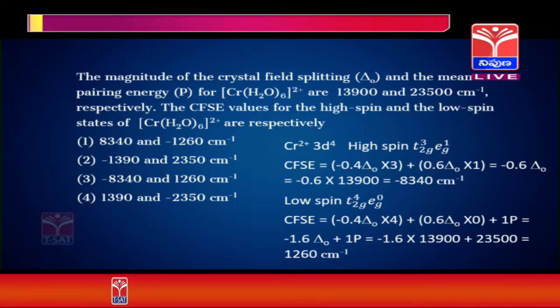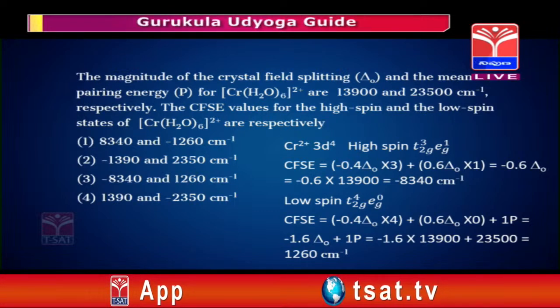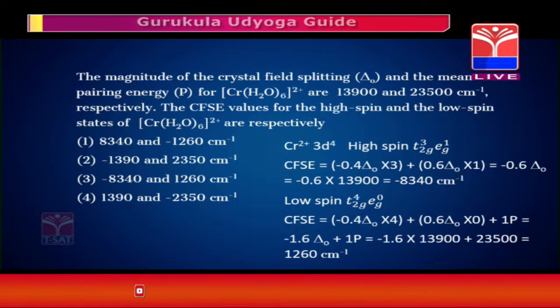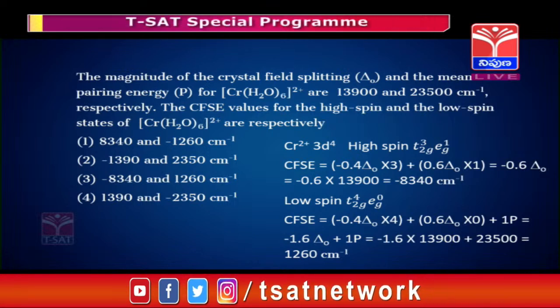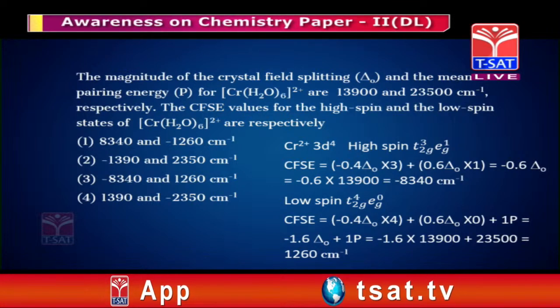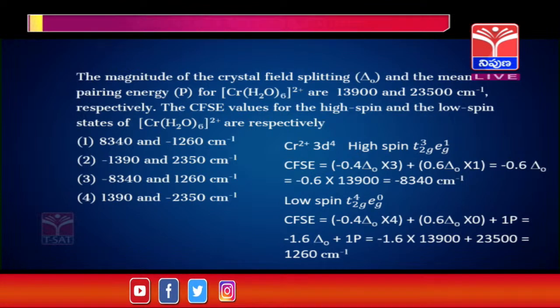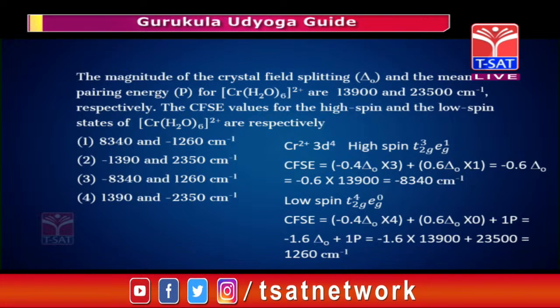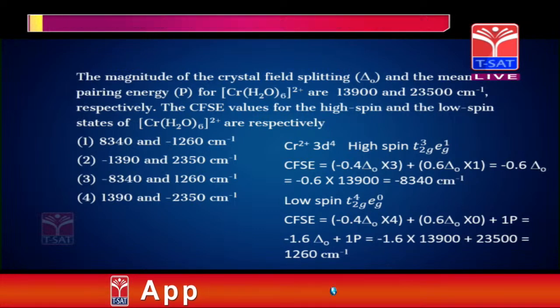So, even if you do not calculate further, you will put that option, but sometimes examiners give the options very tricky. Two options may have minus 8,340, then you have to calculate for the second one also. For the second one, it is t2g4 low spin, that means one electron is paired up. So, 1 plus 1 pairing energy you have to add, then the calculation comes out to be 1260 inverse centimeters. So, option 3 is correct for this question. Like this, problem based questions will come from coordination chemistry.